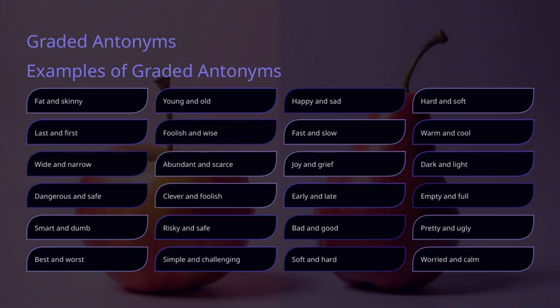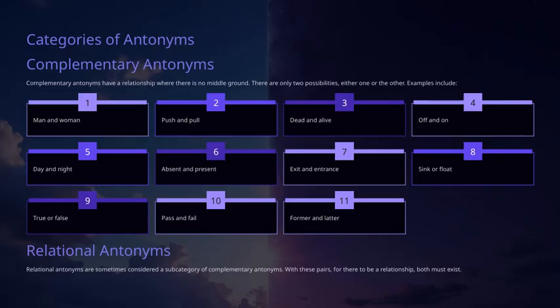They remind us that many concepts are not just opposites, but can vary in degree, which is a key point in mastering descriptive language. Let's take a look at the categories of antonyms, starting with complementary antonyms. These are pairs where there's no middle ground, it's either one or the other.